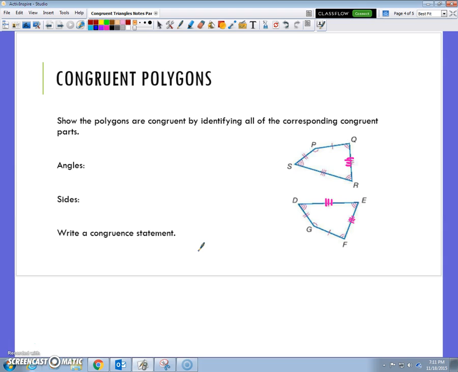So let's take a look here. First, let's identify the angles. To identify the angles, and we've seen these notations before, one arc and one arc will go together. So we could say angle P is congruent to angle G, the one with the one dash. And then we can look at our two dashers, Q and F.